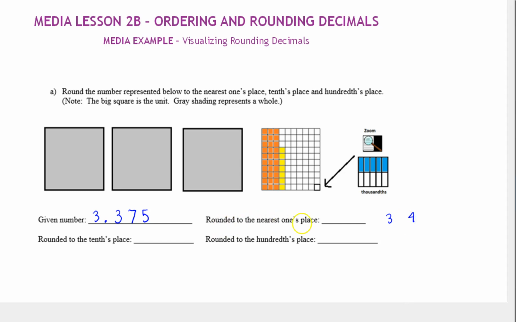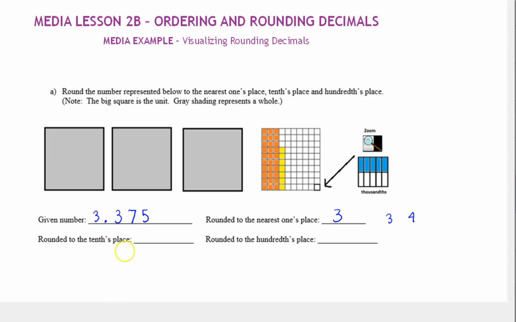So when we round to the nearest ones place, we want to think about which number is it closer to, 3 or 4. So if it's 1/2 or higher, we would say it was closer to 4. And if it's less than 1/2 of a whole, we would say that it rounds to 3. So notice we have 3 tenths here. All we really need to look at is the tenths place. So it doesn't fill all the way to halfway up the next whole. So that means we're going to round down to the number 3. So this is 3 rounded to the nearest whole number.